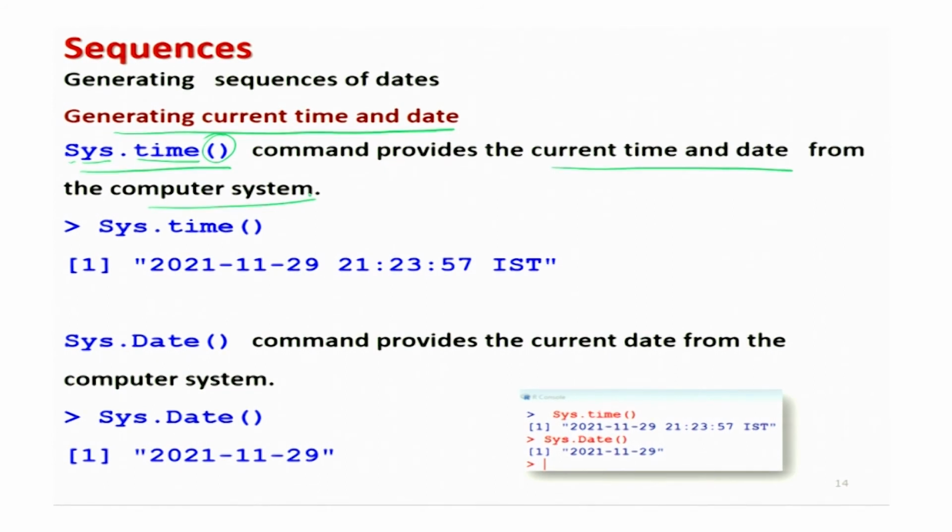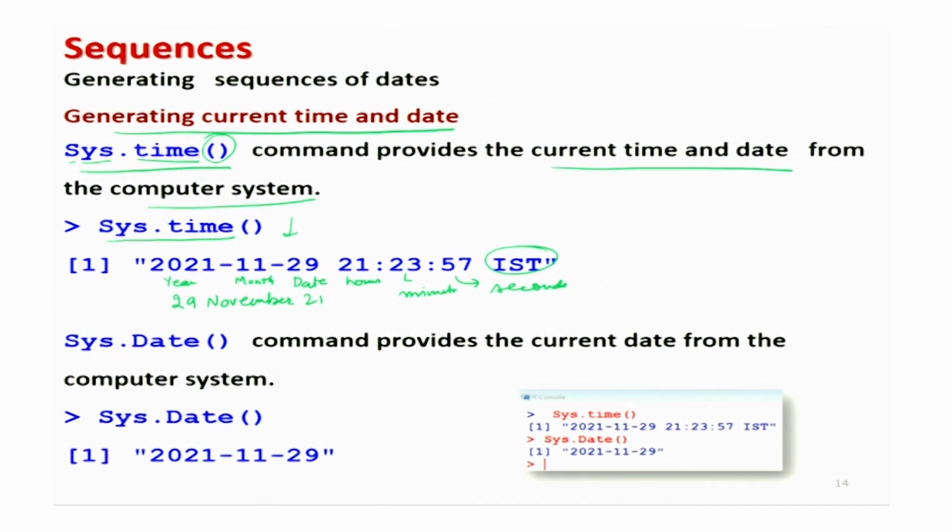When I execute this command, Sys.time, it gives me this type of outcome. This is the year 2021, this is the month number, 11, that is November, and this is the date, 29. So this gives me the date 29th November 2021, and the time here, these are hours, minutes, and seconds, and this is IST, right?